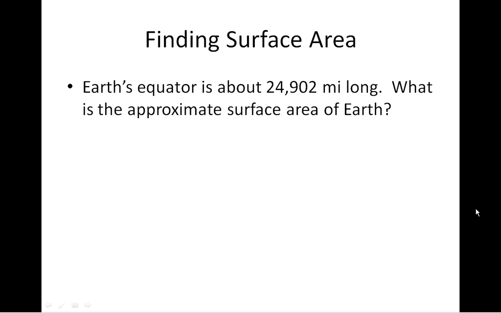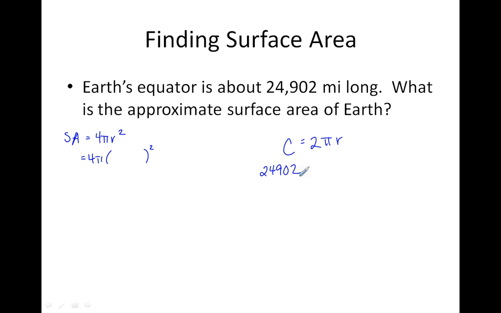Now for this one, the Earth's equator is about 24,902 miles long. What is the approximate surface area of the Earth? Okay, so surface area is 4 times pi times the radius squared. So we have 4 times pi, and we need to find out the radius. Well, we know that the equator is this length. Now the equator is the circumference of that great circle. Alright, so 2 times pi times the radius. Okay, so 24,902 is 2 times pi times the radius.